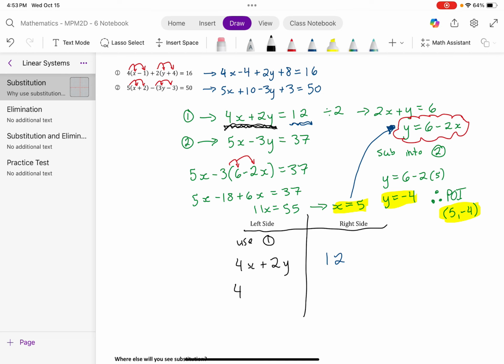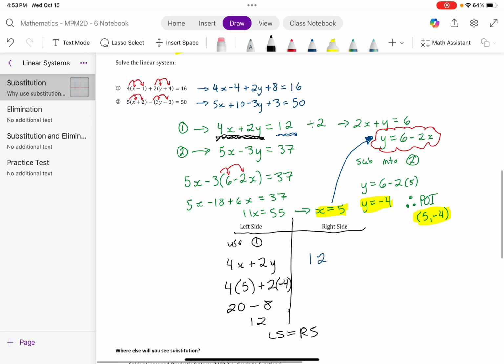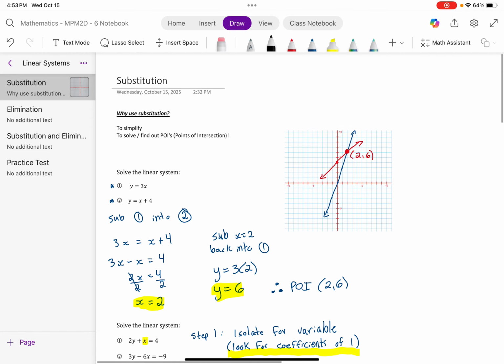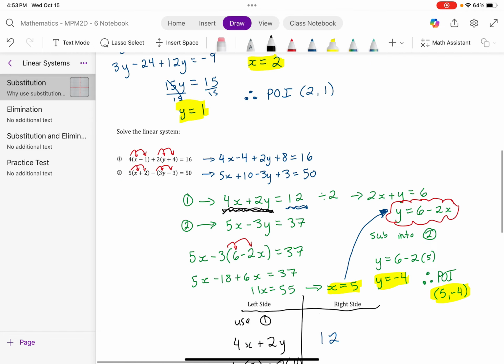So if we sub in for x a value of 5, plus 2 times y, which was equal to negative 4, we see that this is going to be 20 minus 8. And we see that we have a case where the left side is equal to the right side. All right, and that is a fairly advanced substitution question right there. We've gone through several of them of different difficulties.